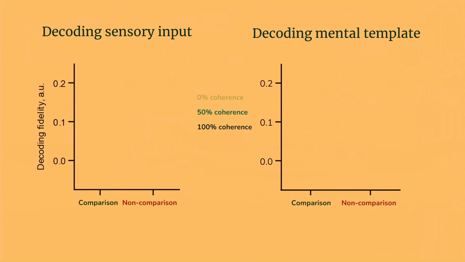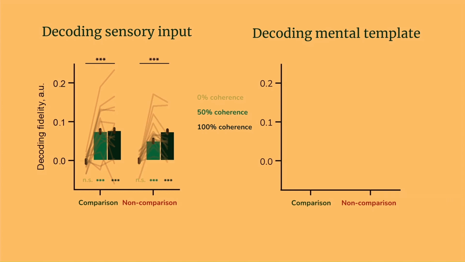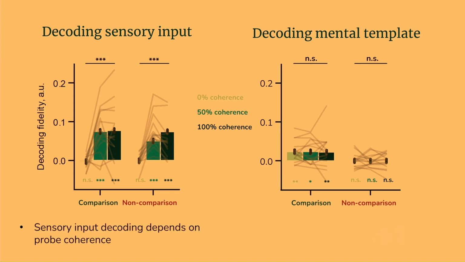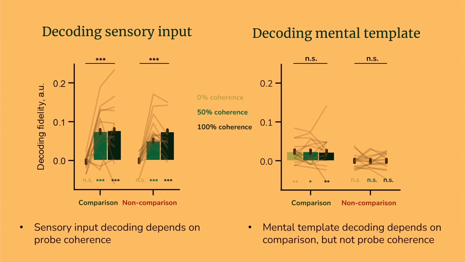We can also look at our data for different levels of the probe coherence, and here I'm splitting them by comparisons and non-comparisons. So when I look at the decoding of the sensory input, it is not decodable for 0 coherence, and it is significantly decodable for 50 and 100% coherence, and that's true for comparisons and non-comparisons alike. For the mental template, on the other hand, if it's being used for comparison, it's always decodable, and if it is not being used for comparisons, it's never decodable.